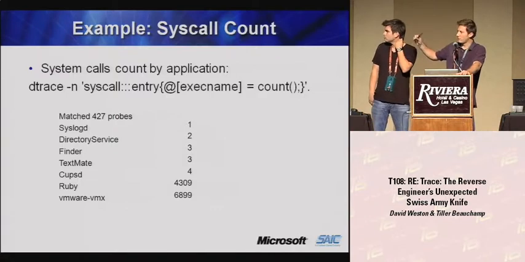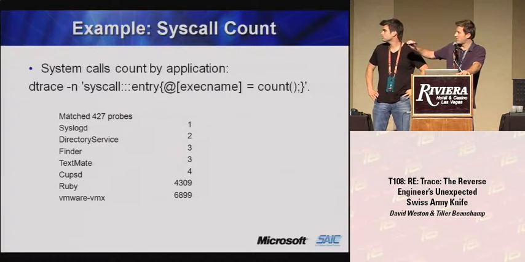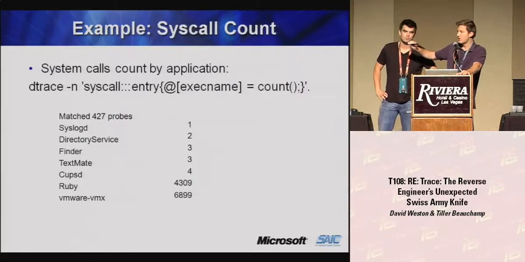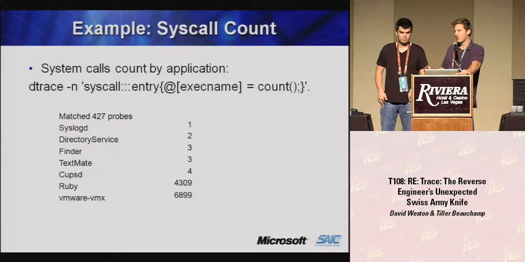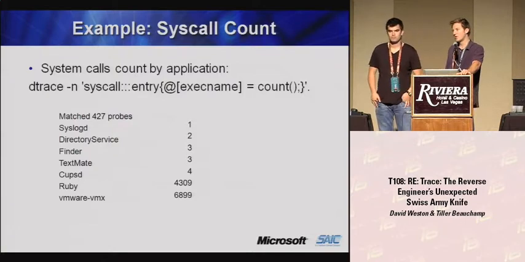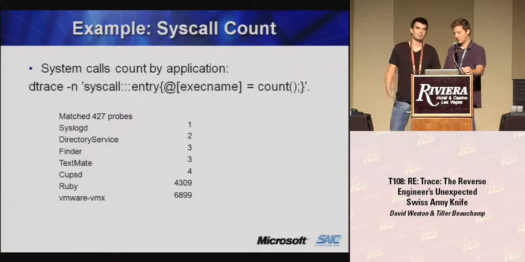The output from running this script for a short period of time shows us that syslog made one system call, cupsd made 4 system calls, and VMware made almost 7,000 system calls. So what we might be interested in doing here is drilling down and focusing on VMware and saying, okay, which system calls is it making, or what are the arguments to those system calls?